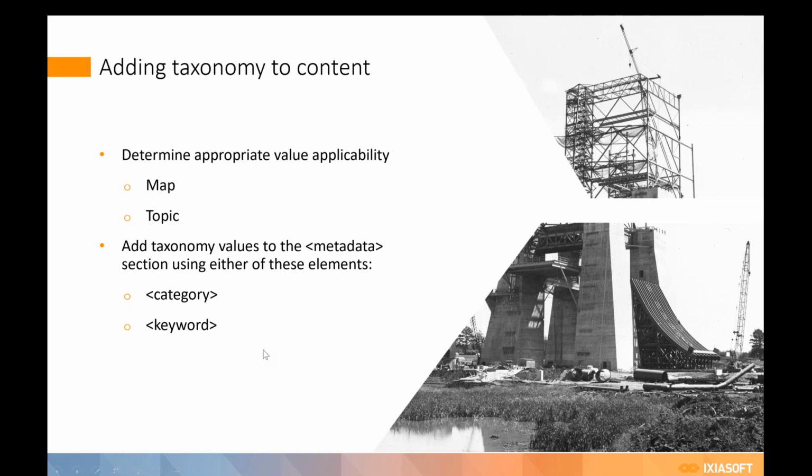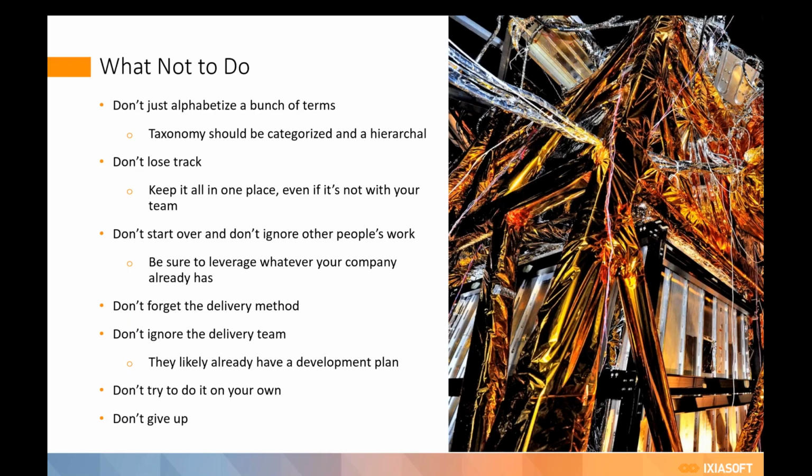Now, here's the fun part. Pitfalls, gotchas. There's a lot of gotchas. It's really hard to contain this only in one slide. So we don't want to alphabetize a bunch of terms. Amber has mentioned this earlier. Taxonomy should be categorized and be a hierarchy. We don't want to just use index terms and just throw them up there and let that be your taxonomy. You're really going to be creating a lot more headaches at that point.